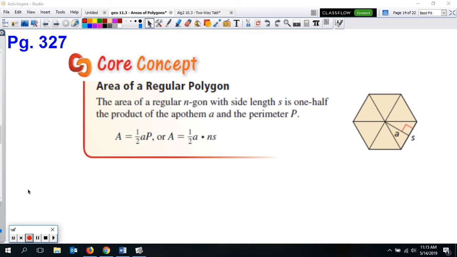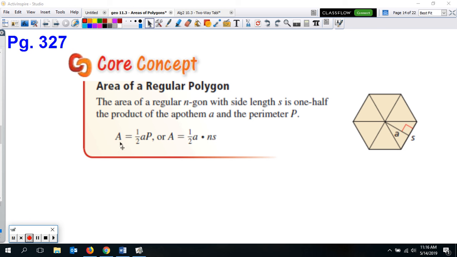Okay, so here we come to the challenging part of this lesson. This is the hardest part, to actually find the area of a regular polygon. So on page 327, you have this core concept. It gives you the formula. So the area of a regular n-gon, where n would be just the number of sides, however many sides it has. So if it's 8-sided, it would be an octagon. With side length s, so if we know what the side length is, we'll need to know that. It is 1/2 the product of the apothem and the perimeter.